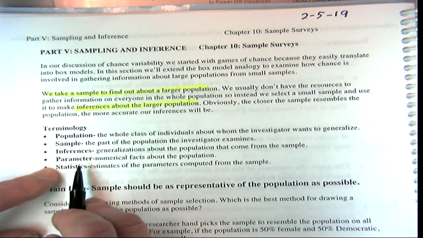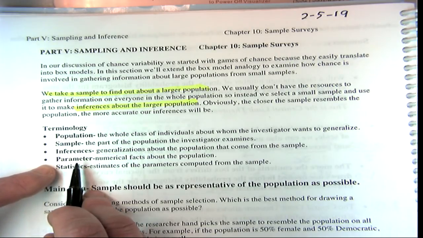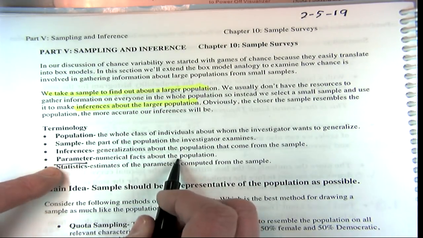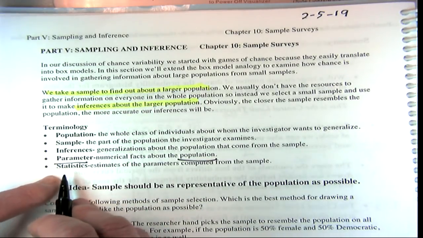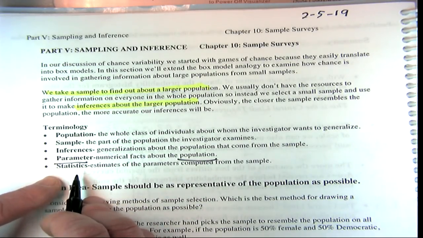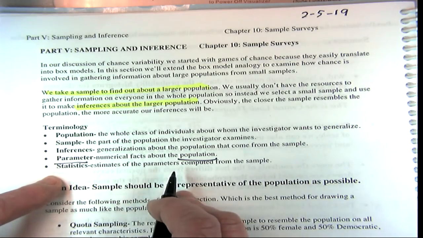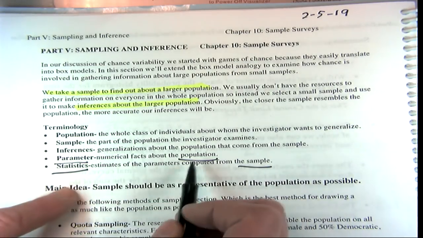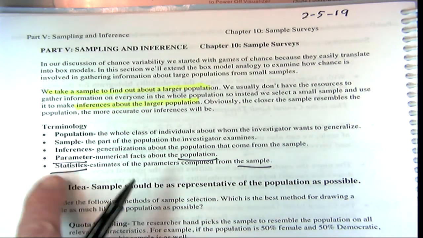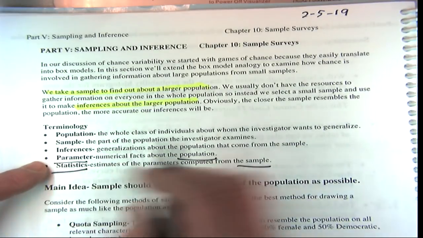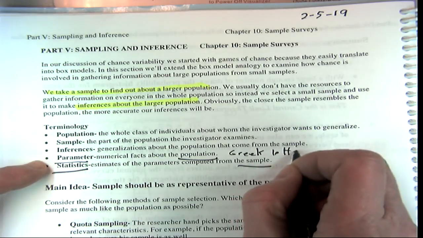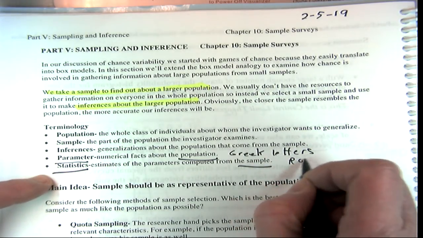Now, in the population, we call the numerical facts that we want to find out parameters. And you can remember that because parameters and population both start with a P. And we refer to statistics as those estimates of the parameters that we get from our sample. So we have sample statistics and population parameters. And these we denote with Greek letters. And these with Roman letters.